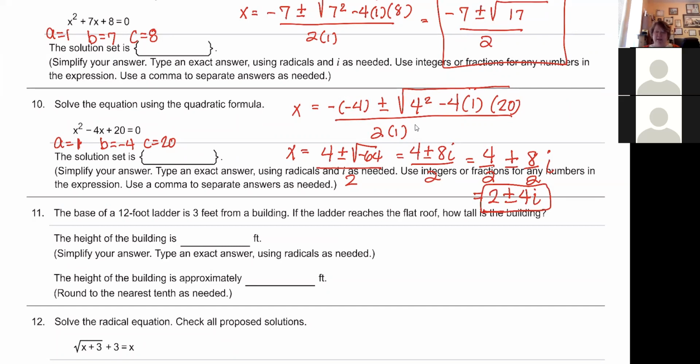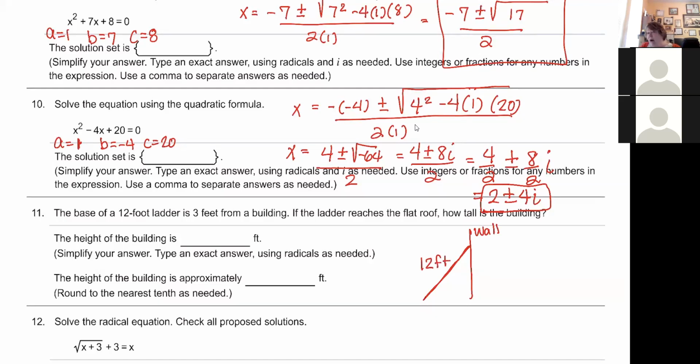The next question is a Pythagorean theorem question. The base of a 12-foot ladder. So here's my wall. Here's my ladder leaning up against my wall. And that's what you do when you have a ladder, right? You lean it up against the wall. And you know how long your ladder is. I would think you would know how long your ladder is. And my ladder is 12 feet long.